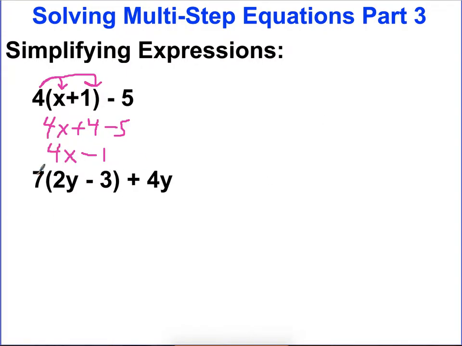Let's look at the next one as well. I have the distributive property here again. 7 times 2y. 7 times 2 is 14, and the y stays with that. 7 times negative 3 is minus 21. And then there's a plus 4y here at the end. Because there's a plus, we don't distribute that. We're going to combine like terms at the end here. Left to right, 14y and plus 4y. Those are like terms. So I have 18y minus 21. So if we're just looking at simplifying expressions, we would end there.